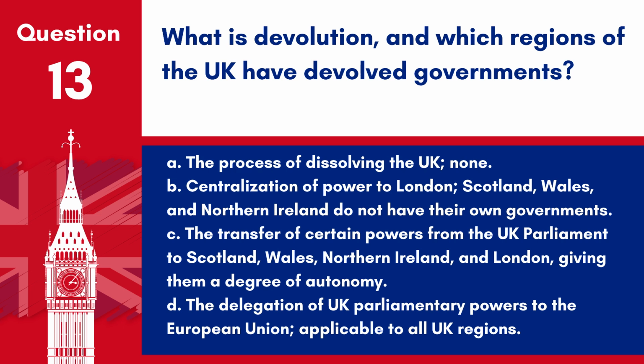A. The process of dissolving the UK. None. B. Centralisation of power to London. Scotland, Wales, and Northern Ireland do not have their own governments. C. The transfer of certain powers from the UK Parliament to Scotland, Wales, Northern Ireland, and London, giving them a degree of autonomy. D. The delegation of UK parliamentary powers to the European Union, applicable to all UK regions.